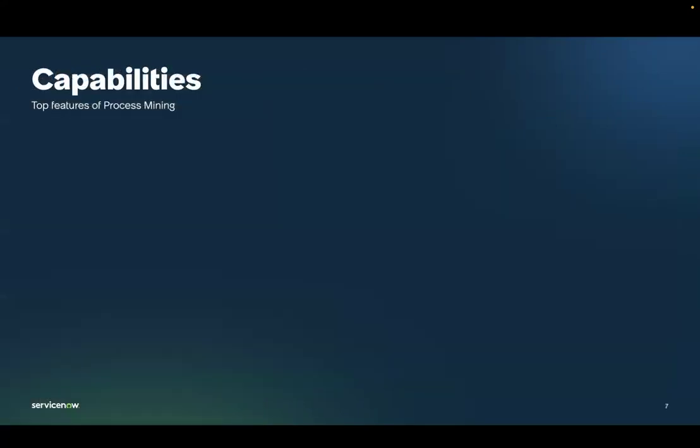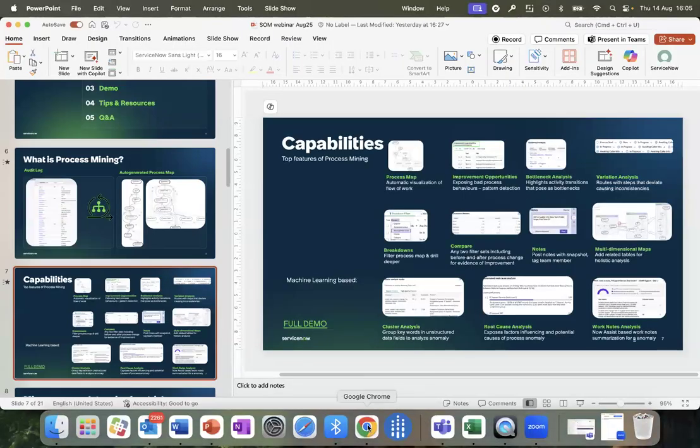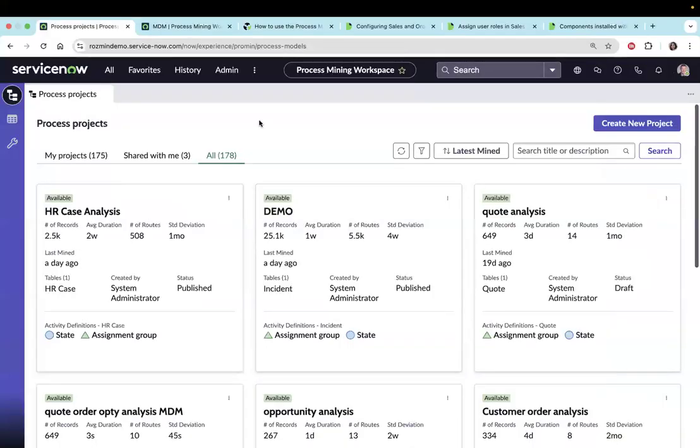But some people ask us, oh, so are these the only capabilities that process mining offers, the generation of the process map? But that's not true. We have a ton of other machine learning and AI-based capabilities that the product offers. So I'm just going to quickly toggle to my instance to show you a quick demonstration of it.